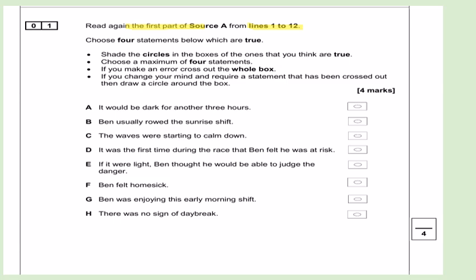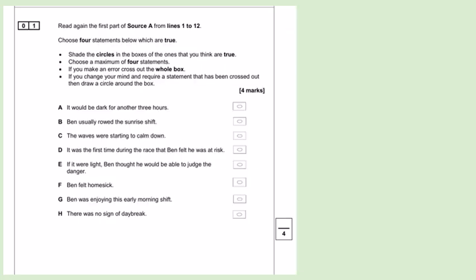You might pause it, you might have a quick go at that. We know then that the source tells us that it would be dark for under 3 hours, and you go through and pick the ones that you feel are correct. We're told that he's missing his wife, so it's homesick. We're told that he was normally rowing the sunrise shift. It says that there. And we also know that he talks about how he wishes it was light. So those are 4 true statements.